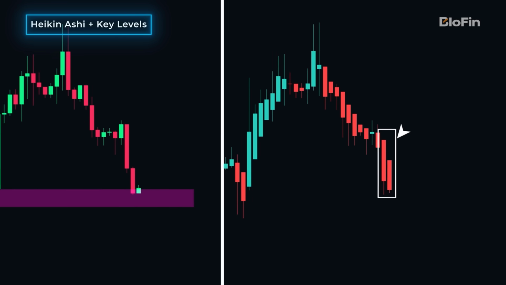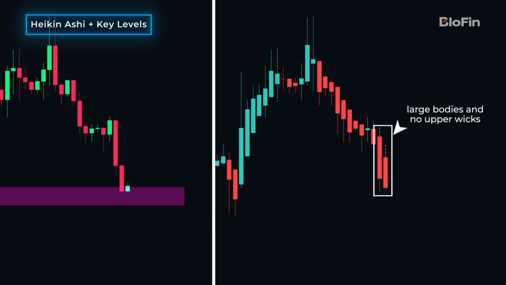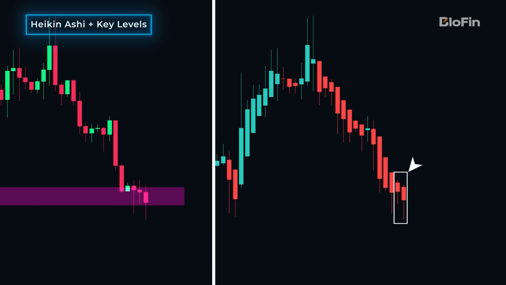Here, the candles are still colored red with large bodies and no upper wick, which means the downtrend is still strong, so it's better to avoid buying. However, after a few more candles formed, we can now see that the body starts to shrink in size, while upper wicks begin to appear. This shows that the downward momentum is getting weaker.